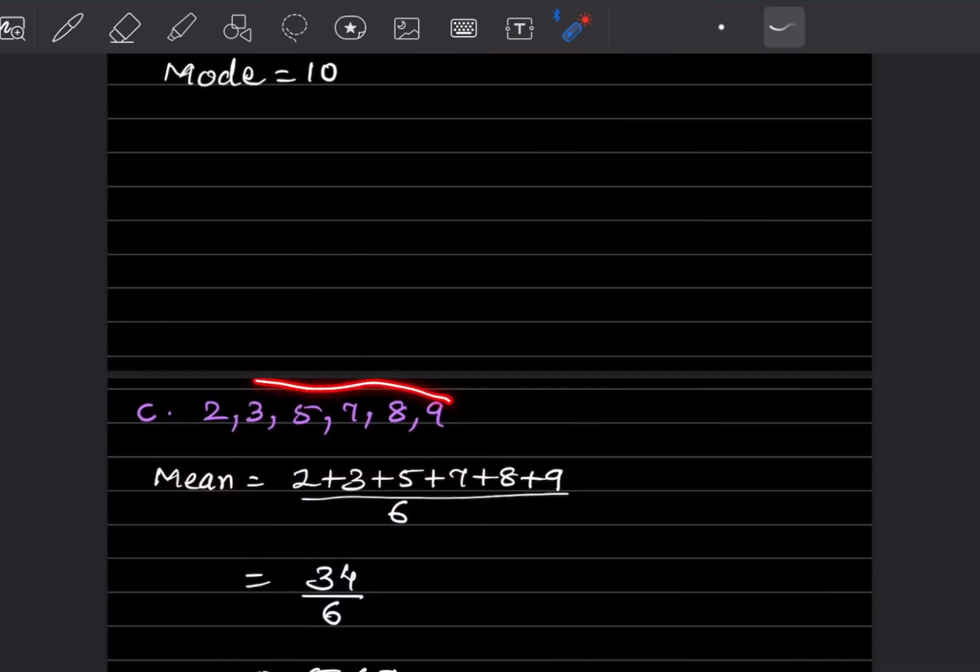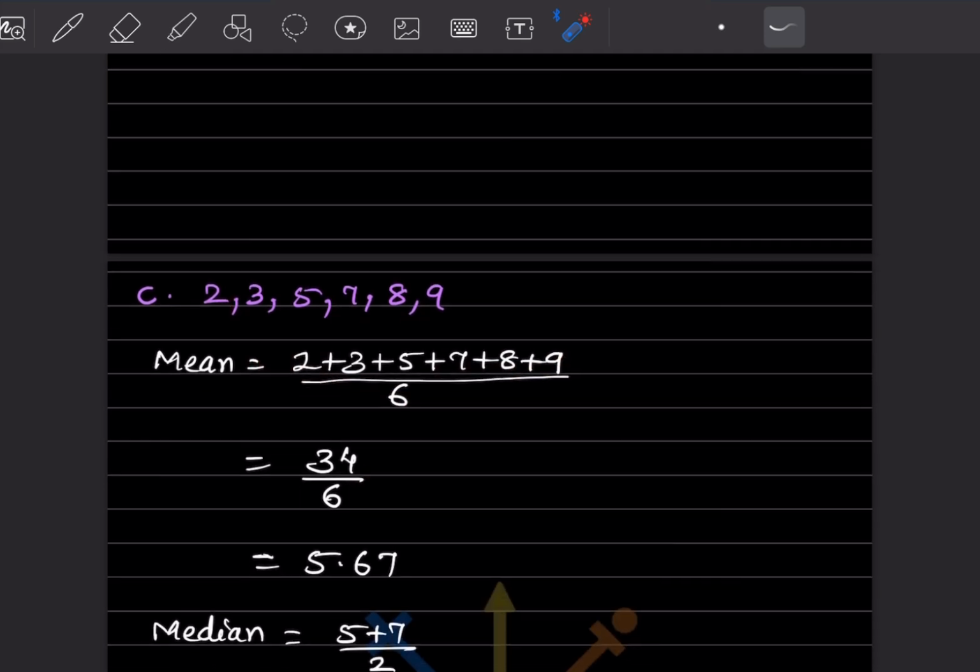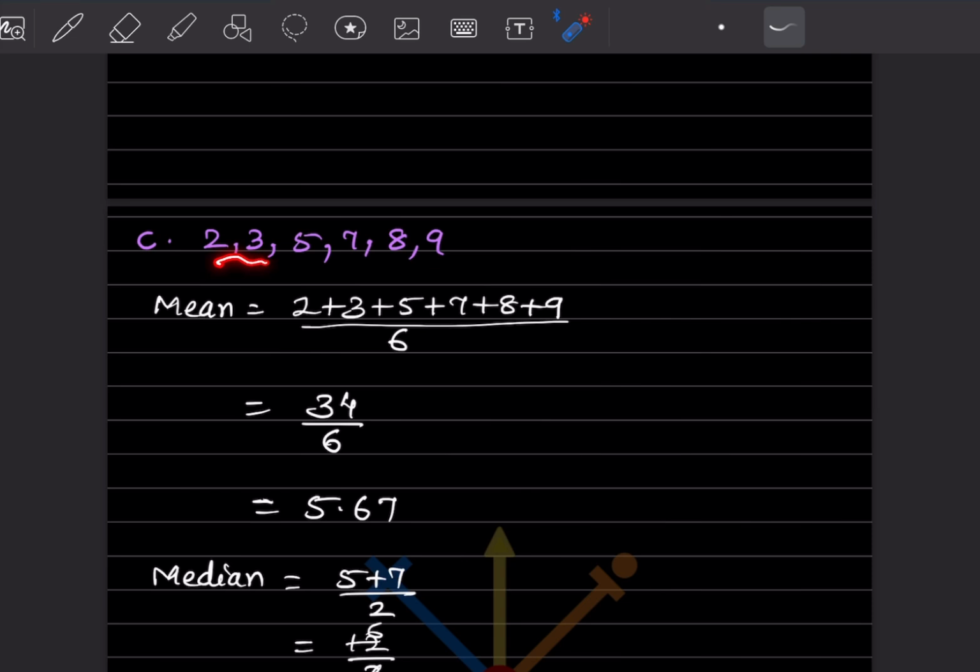Here again, the mean means you are going to add these numbers, and the number of observations is 6. So now this is an even number, so you will take the middle pair. So the mean is 34 by 6. These are the 6 numbers. So this is 5.67.